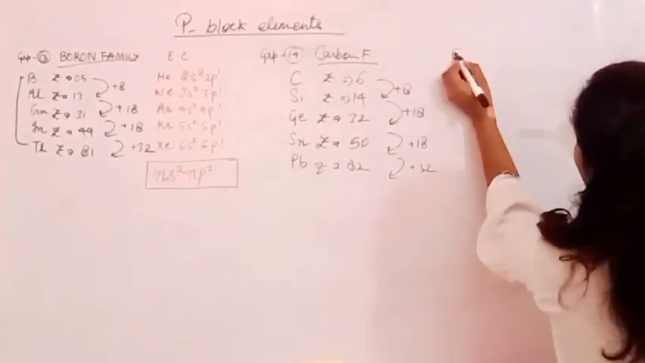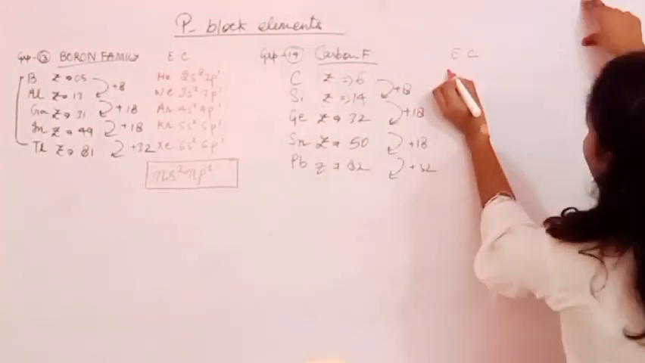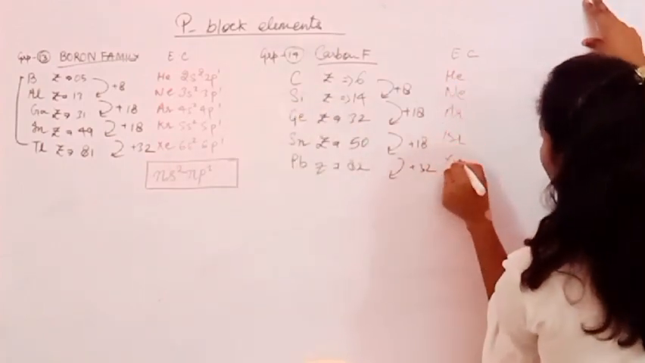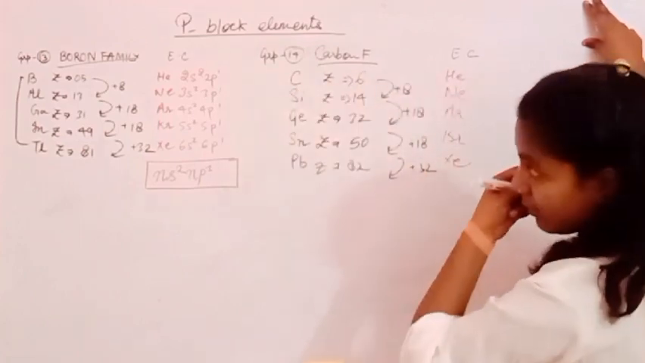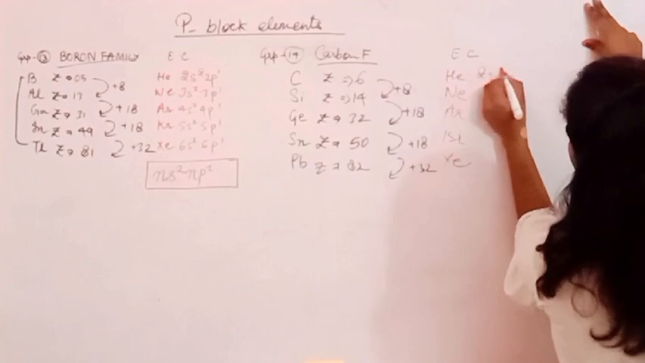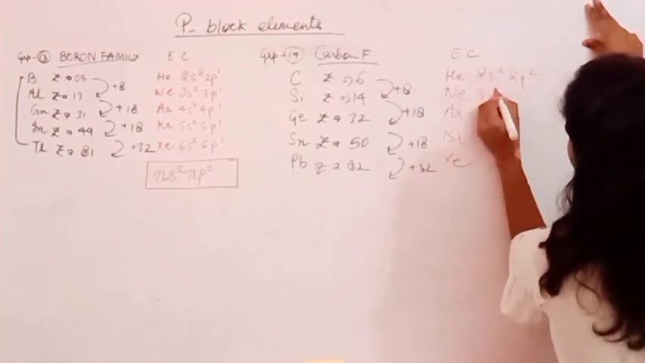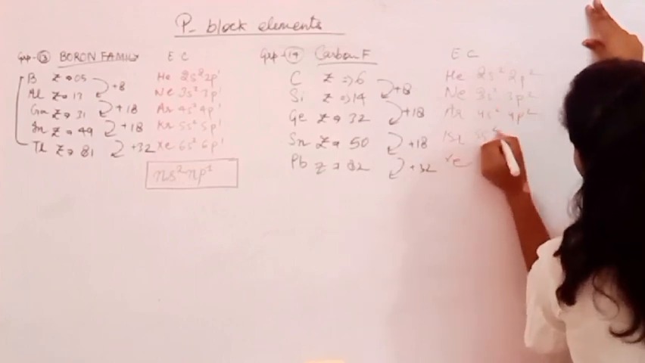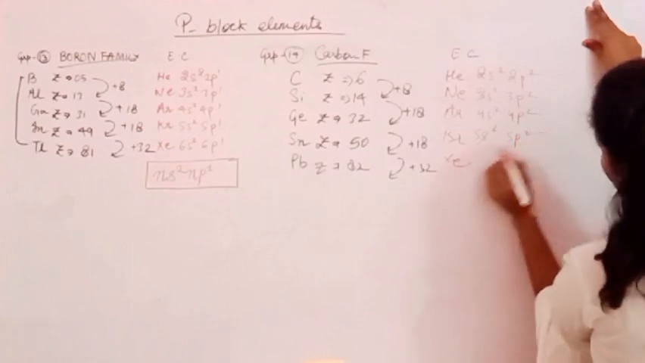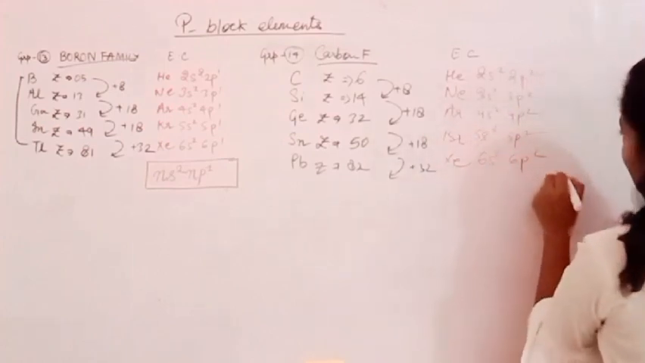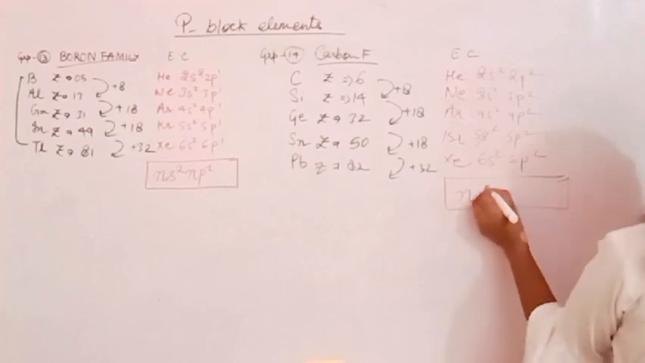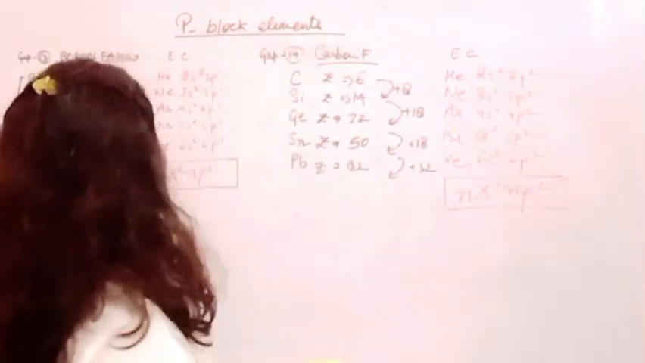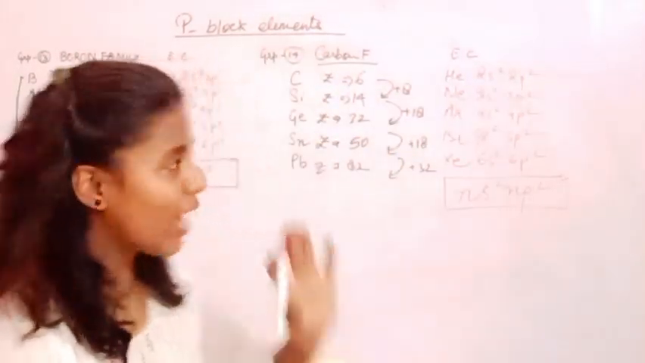Writing the electronic configuration for group number 14, again I am going to use the noble gases helium, neon, argon, krypton, xenon. The electronic configuration is 2s2 2p2, 3s2 3p2, 4s2 4p2, 5s2 5p2, 6s2 6p2, and the general electronic configuration is ns2 np2. I hope you are clear with the boron family and the carbon family. How to write it, I am just telling you.